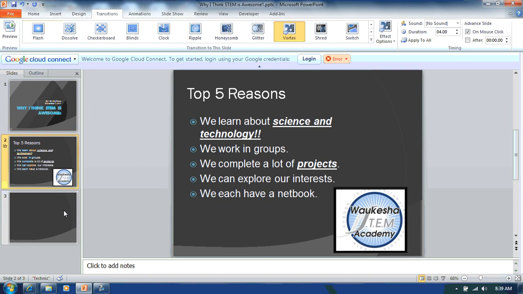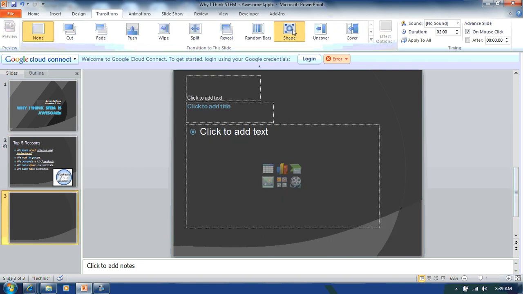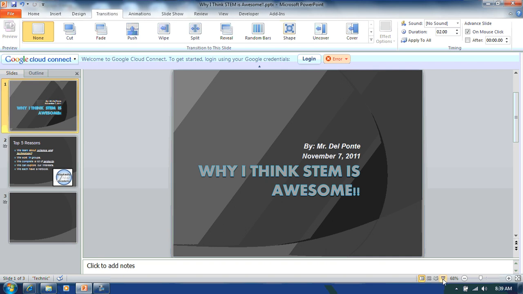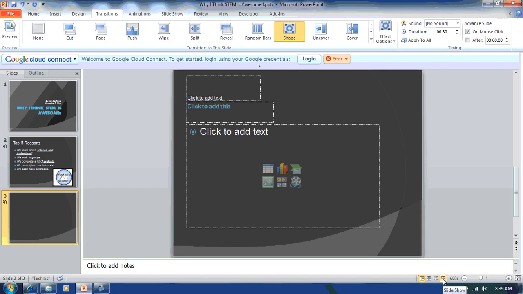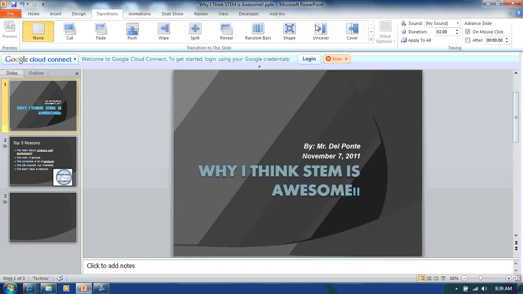So I'm going to select this slide and add a different transition. We're just going to select Shape. So now when I preview my presentation, it will transition from there to slide 2 using that transition, and then it will slide from there to there using that transition as well. So again, there are a lot of different things you can do for your transitions.